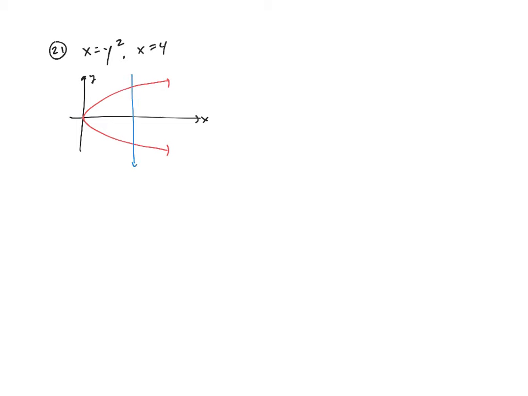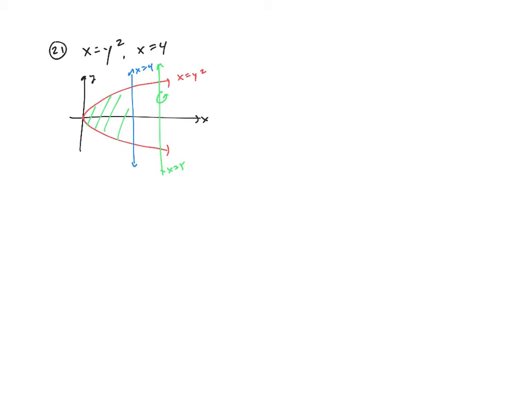21 gives us a parabola and a vertical line. Okay, so x equals y squared is like this. x equals 4 looks like that. And what are they saying about our region? We're going about the line x equals 5 again. Okay, that's x equals 5. This is what we're going around.